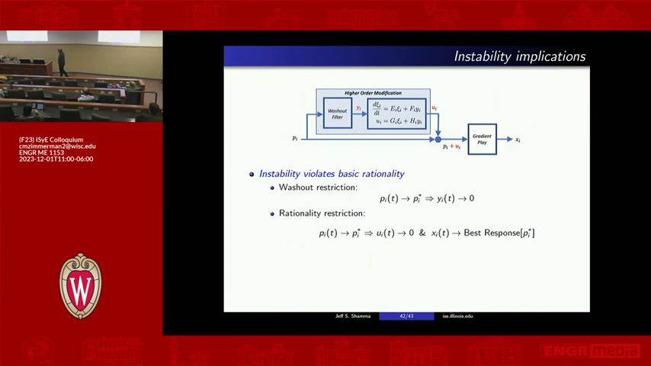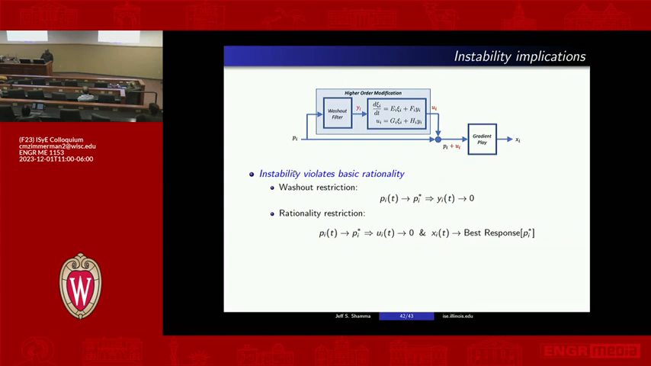So that is the implication of instability. We have the washout restriction. If p goes to a constant, y becomes zero. That's only half the story, okay? So I kind of told a half truth. If y goes to zero, we want u to go to zero. But if that's not the case, then what do we need for that to happen? We need this system to be stable. And these results say, if you want to learn the mixed strategy equilibrium of a coordination game, the post-processing has to be unstable. And if it's unstable, it can't even learn the best response to a constant. It works for that game, but it can't learn the best response to a constant.